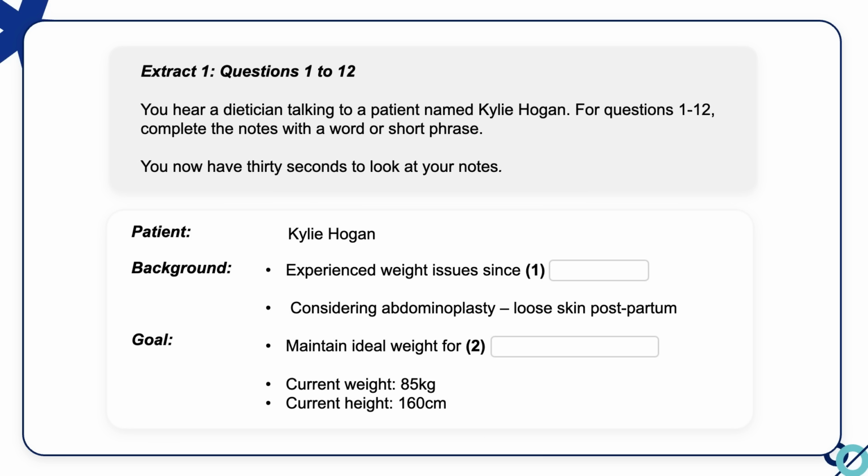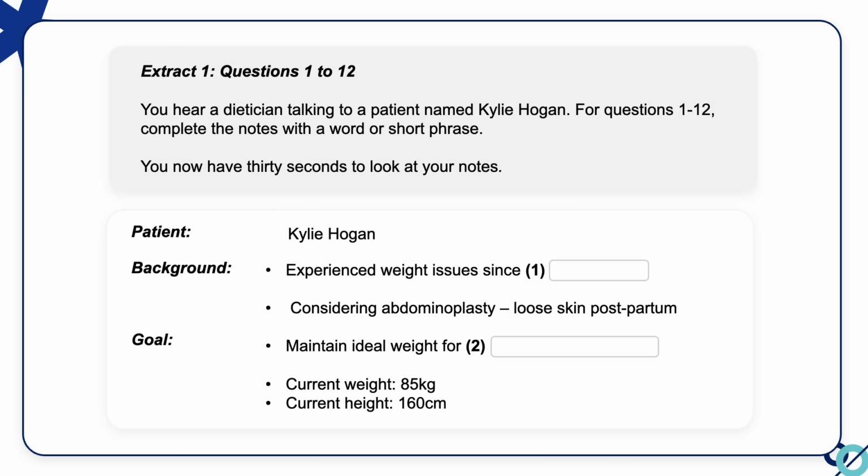Kylie Hogan? Yes? Nice to meet you. Please come in and have a seat. Thank you. I have your referral here from your GP, but would you mind telling me more about why you've come to see me today? Well, I've been struggling with my weight now for, it seems like forever. Ever since puberty, really. I just haven't been able to shift it.